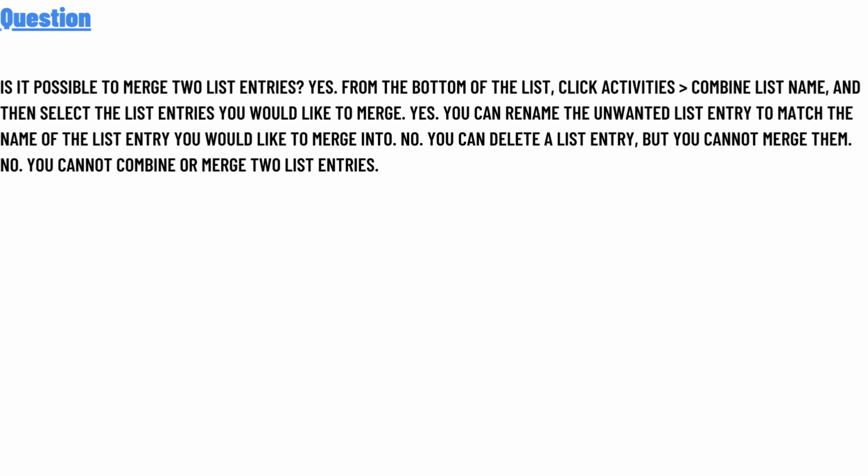Yes, from the bottom of the list, click Activities, Combine List Names, and then select the list entries you would like to merge. You can rename the unwanted list entry to match the name of the list entry you would like to merge into.